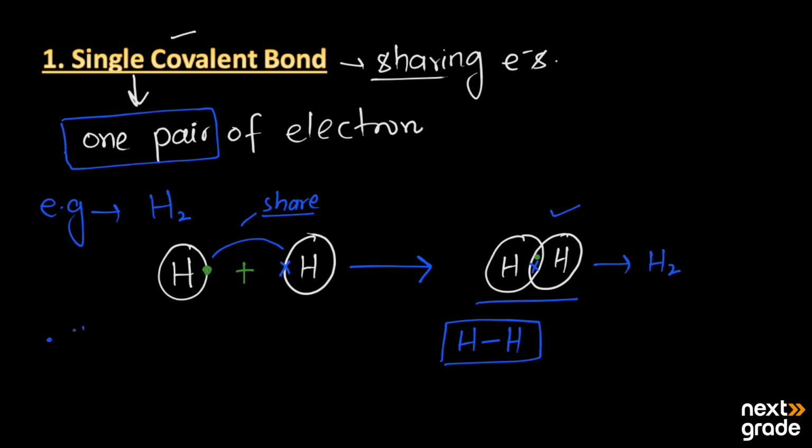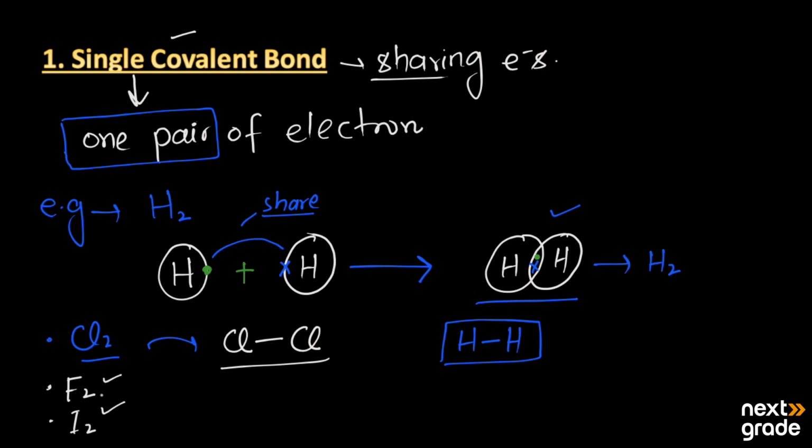Another example is chlorine. We can show one chlorine having a single covalent bond with the other chlorine atom, and this is the formation of the covalent bond between two atoms. Fluorine also has a single covalent bond. Next we have iodine, which also has a single covalent bond between its atoms. So this is a simple single covalent bond, when there is sharing of only one pair of electrons.